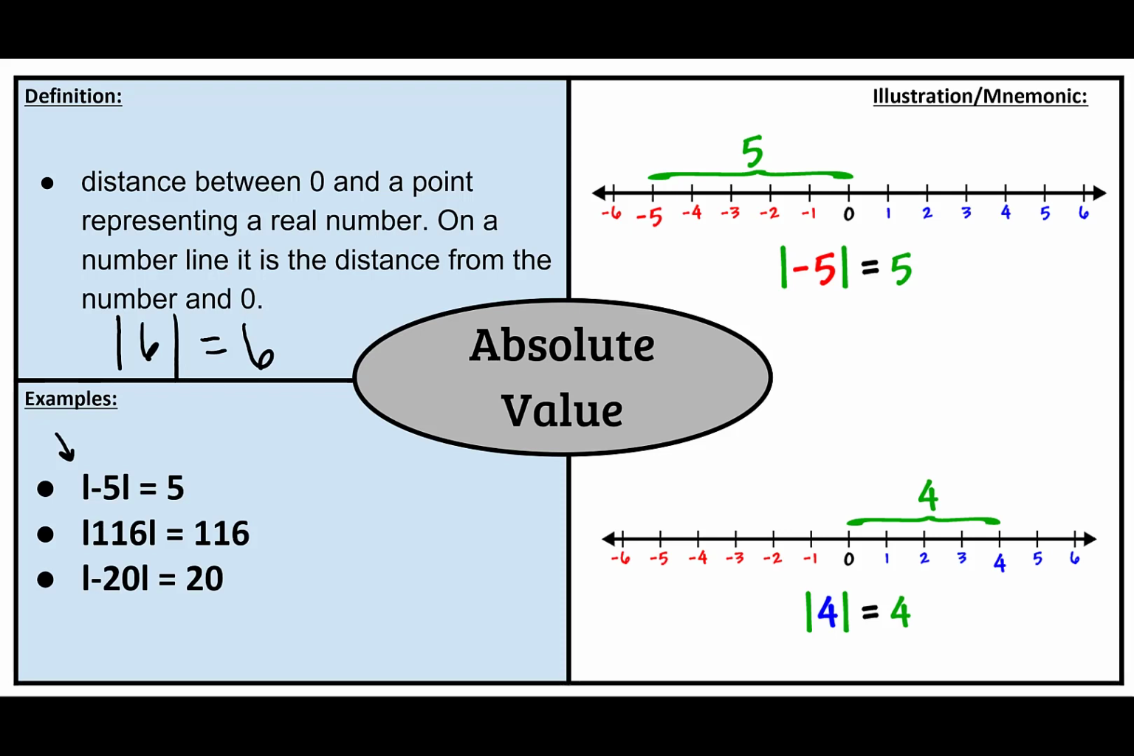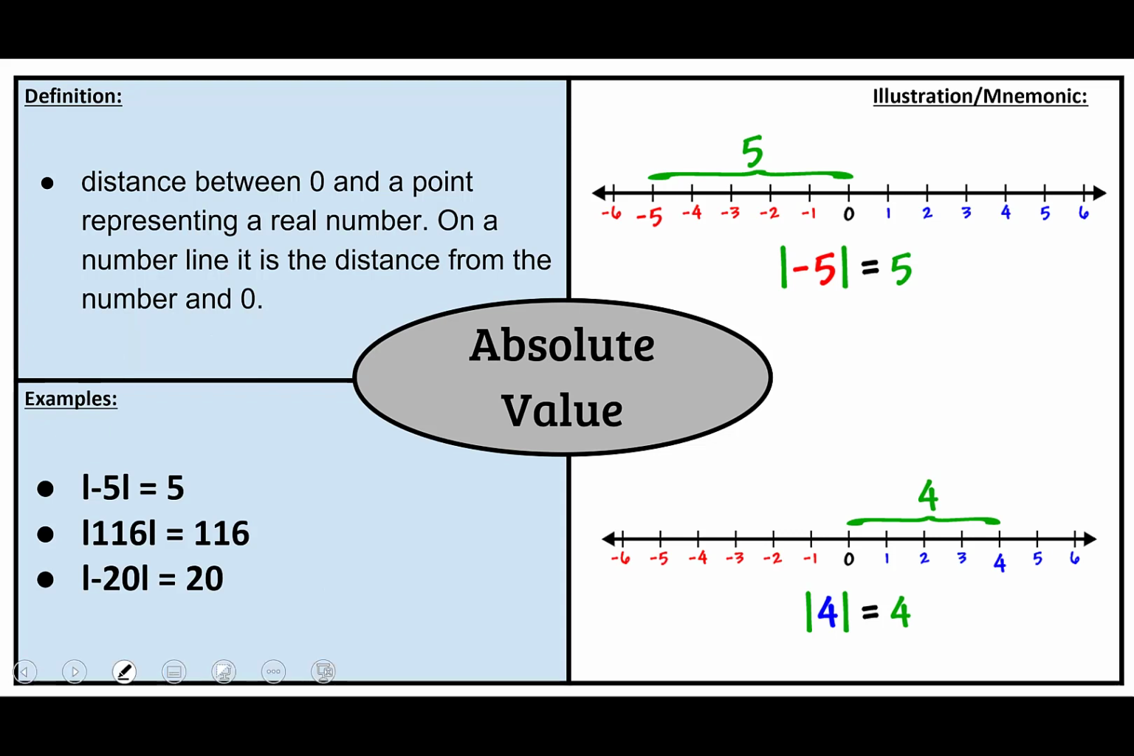So the absolute value of -5 is 5. The absolute value of 116 is 116. And the absolute value of -20 is 20. Right? Regardless of whether we have the absolute value of a positive or negative number, the answer is always positive. The answer is always positive in these examples.